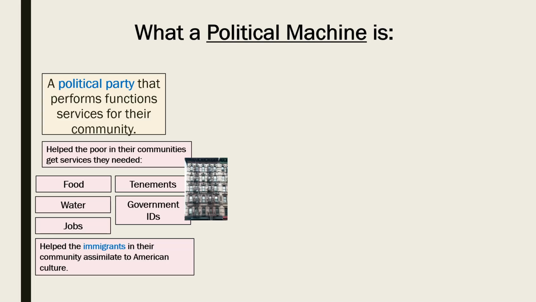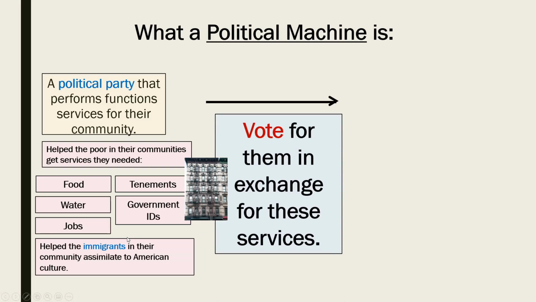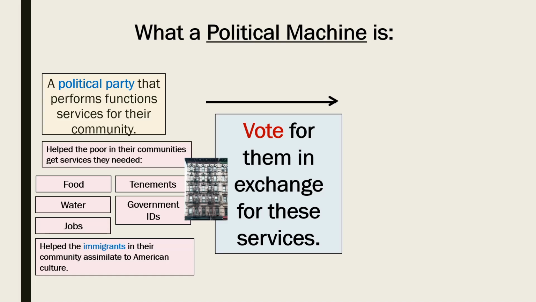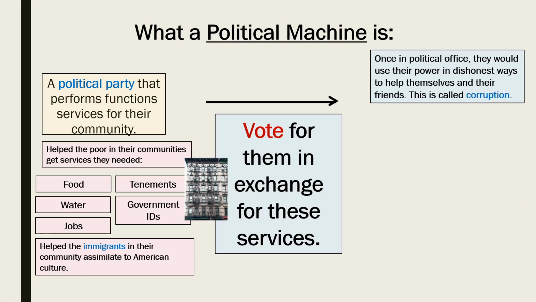So these political machines are going to step in, help their communities out, help the poor, and help the immigrants assimilate and become more like Americans. And all they ask in return for this is their votes. They want these poor people, these immigrants, all these people they are supporting, to vote for them. That way their political machine can be elected into the city government, and take positions such as mayor, chief of police, someone on city council, the comptroller, whatever.